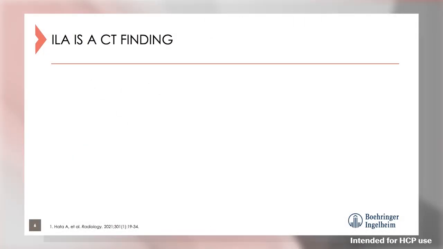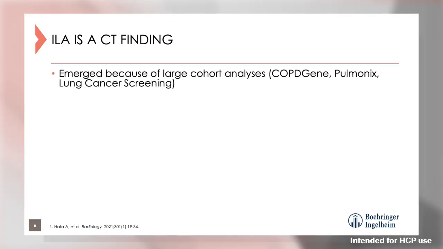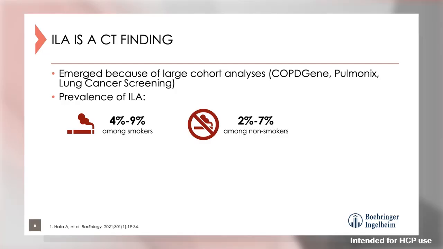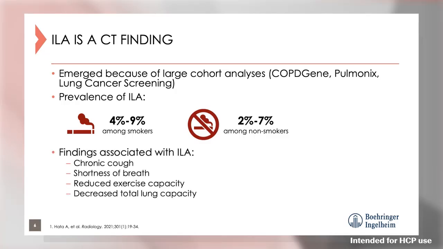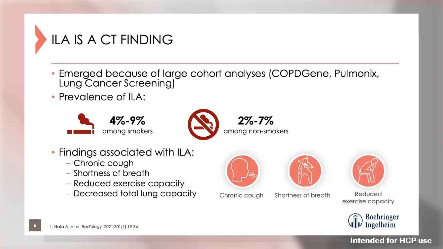So where did we identify ILA? Well, the term really emerged because of a large cohort analysis of multiple different studies, including COPDGene, and importantly, lung cancer screening. Many of these studies demonstrated that the prevalence of ILA was anywhere between 4 to 9% among smokers and 2 to 7% among non-smokers. What are the clinical findings associated with ILA? Well, often these patients who we have identified with interstitial lung abnormality will have chronic cough, shortness of breath, reduced exercise capacity, and decreased total lung capacity.